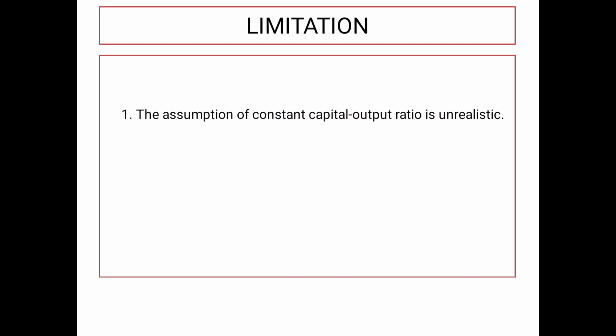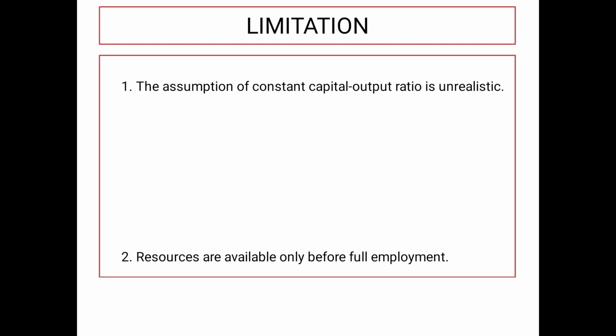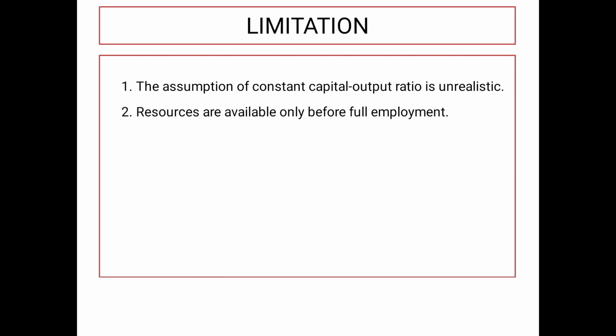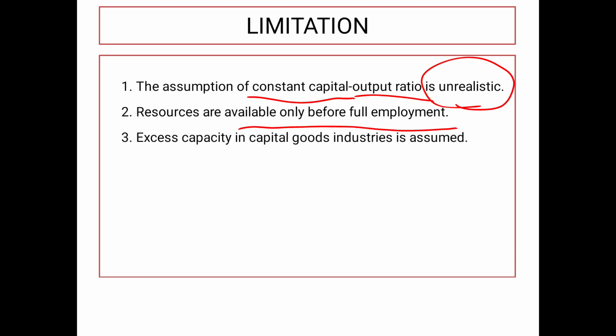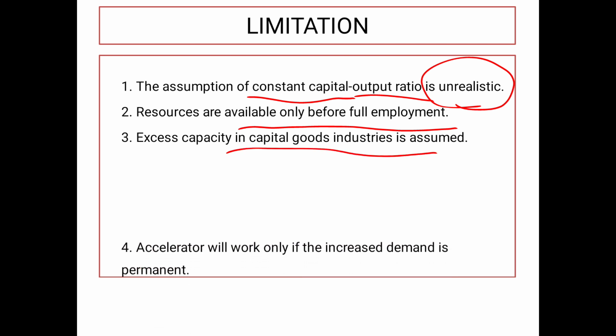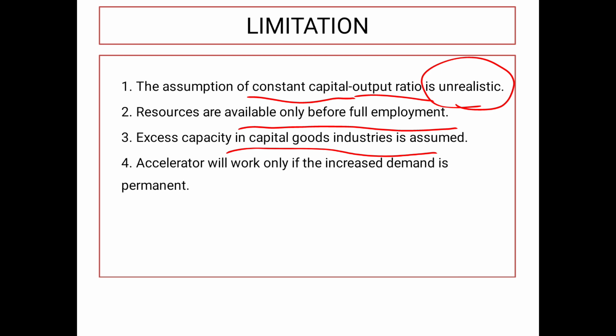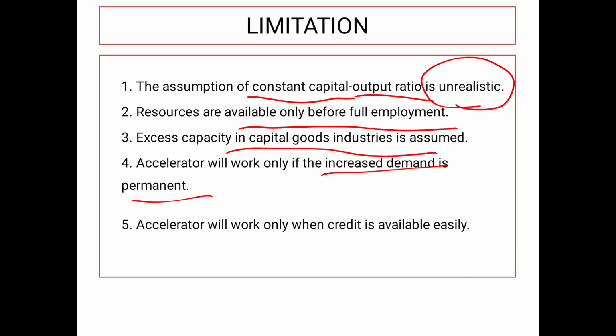So next, we are going to see the limitations of the multiplier. What are the limitations? It assumes, that is, the assumptions. It is constant. They say the capital output ratio is not realistic; it is supposed to be unrealistic. Resources are available only before full employment, but once we reach full employment, there is no utilization of resources. Excess capacity in capital goods industries. And the fourth one says acceleration will work only if increased demand is permanent. Okay, these are all limitations.